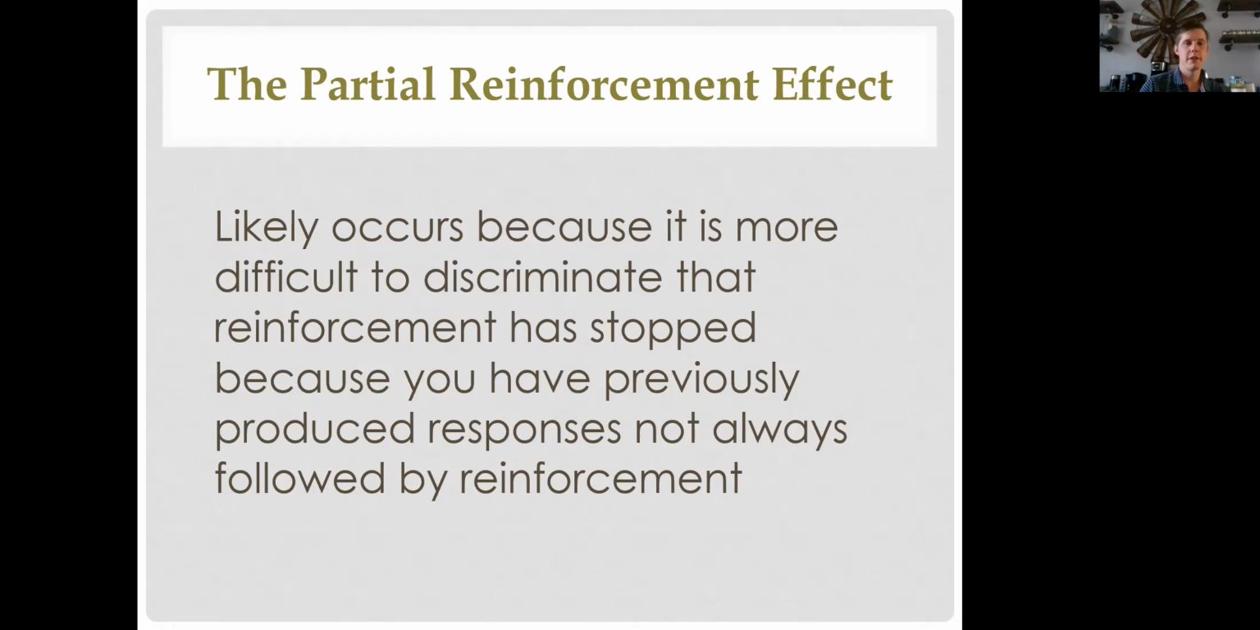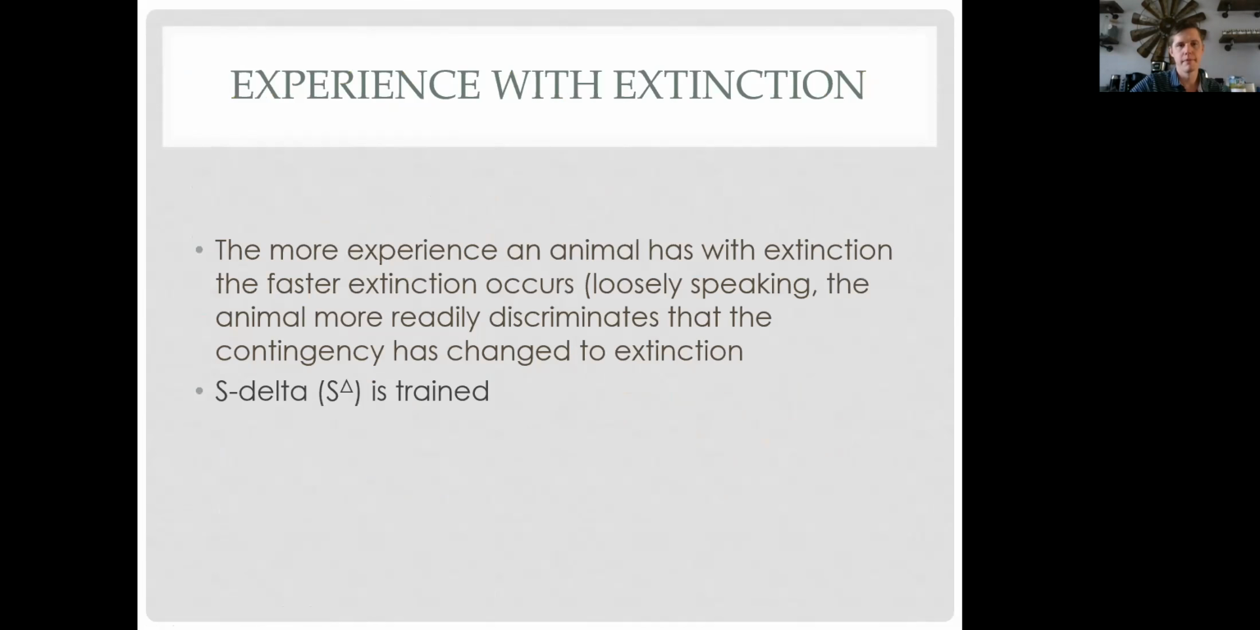So we said the partial reinforcement effect likely occurs because it's more difficult to discriminate that reinforcement has stopped because you have previously produced responses not always followed by reinforcement. Another thing that influences how quickly extinction happens is previous experience with extinction. So the more experience an animal has with extinction under the same kinds of context, typically the faster it occurs. So if you've extinguished a particular behavior under a particular context in the past, and then it has come back for one particular reason or another, then when you re-implement extinction, it will tend to go faster.